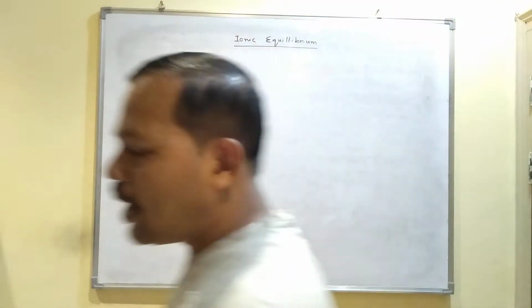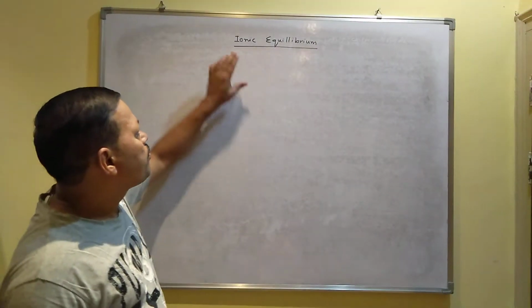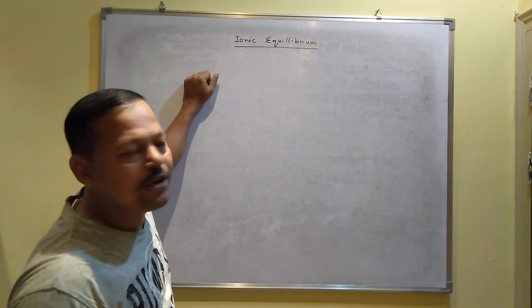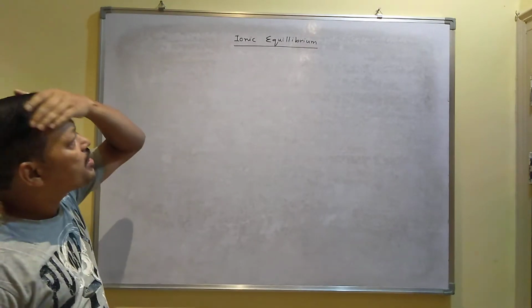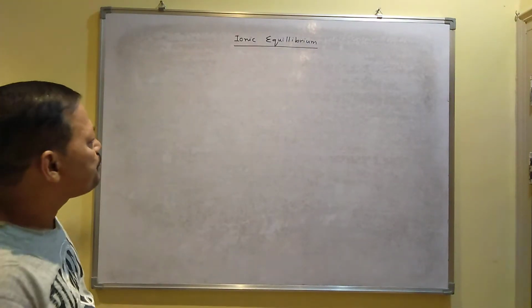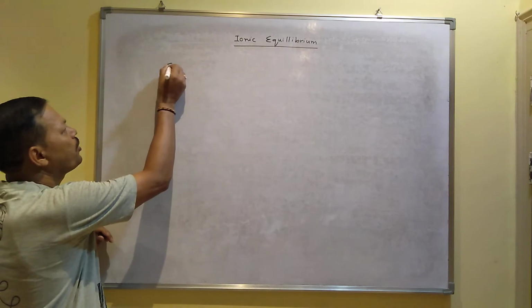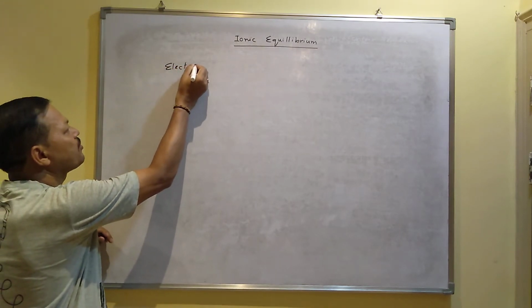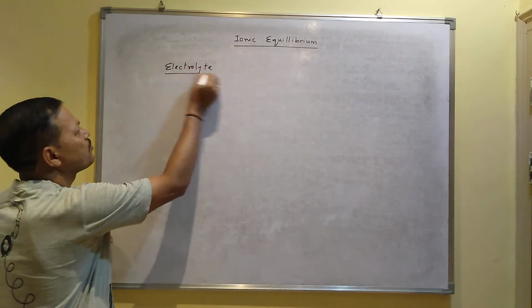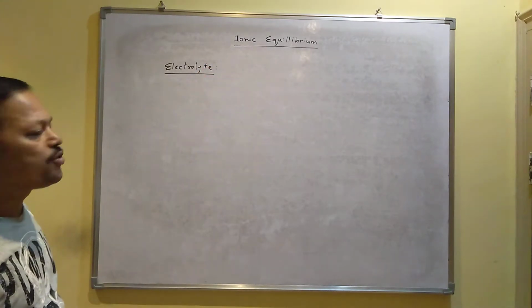Already we have done chemical equilibrium. Now you should know what is ionic equilibrium. Before starting ionic equilibrium, first you have to know about electrolyte. Do you know what are electrolytes?